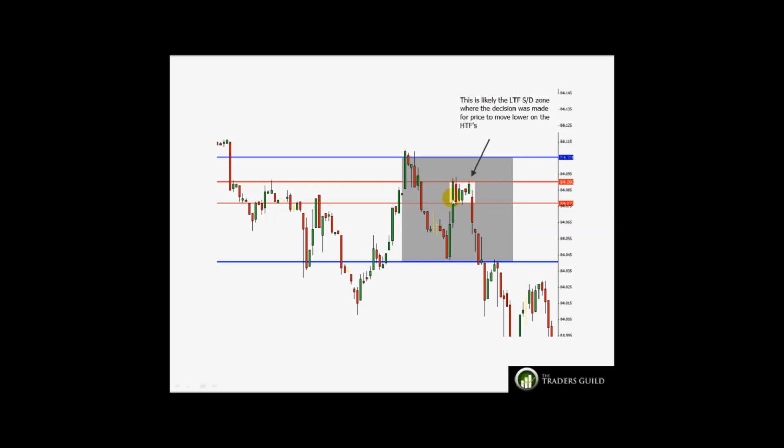So we can say within this 5 minute zone is where we most likely had the SD imbalance. Within that, if we're really trying to pinpoint it to the highest degree of accuracy, we can say that this 1 minute zone here, this 2 pip zone, is most likely where the institutional supply came into the market.